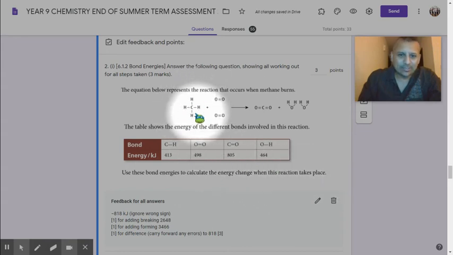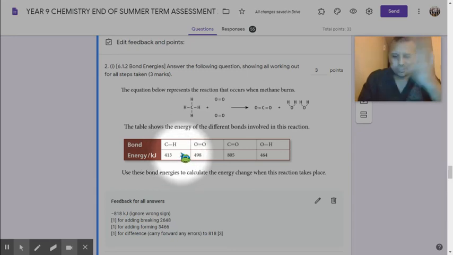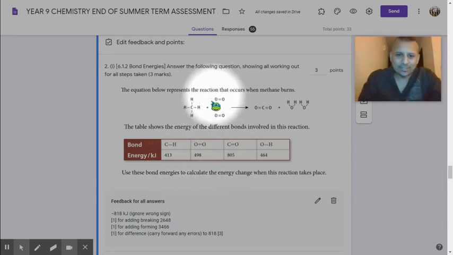So the first step that you needed to do was multiply by 413. And then you needed to identify that 498 was the O double bond O. So 2 times 498 plus 4 times 413. You could even just estimate that. That's around about 1,000. 4 times 4 is 16. So you'd get an answer which is roughly 2,600. The actual correct answer is 2,648. If it was any different to that number, you lost the first mark.